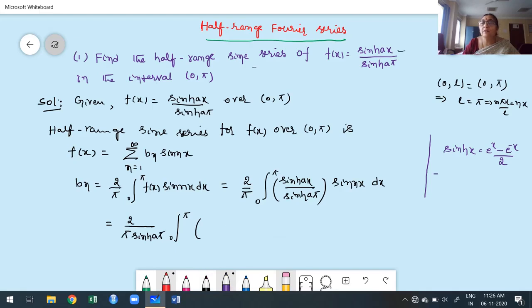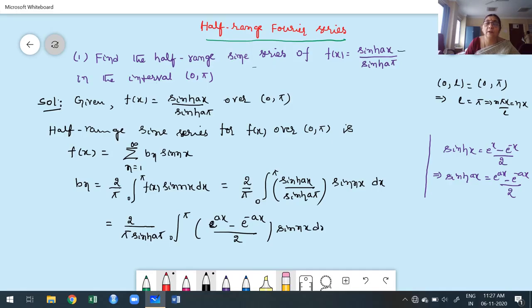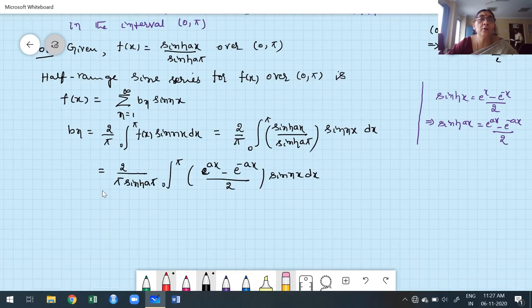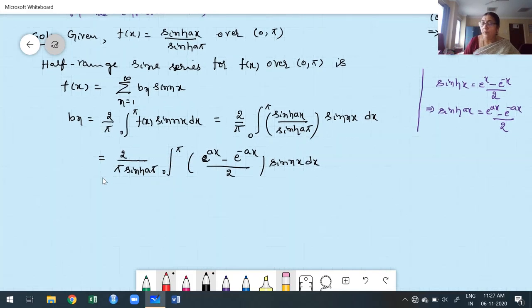Now first, from this, sine hyperbolic ax is nothing but e power ax minus e power minus ax by 2. In the next step, e power ax minus e power minus ax divided by 2, into sin nx with respect to x. In the next step, the 2 in the denominator and the 2 outside in the numerator are cancelled.